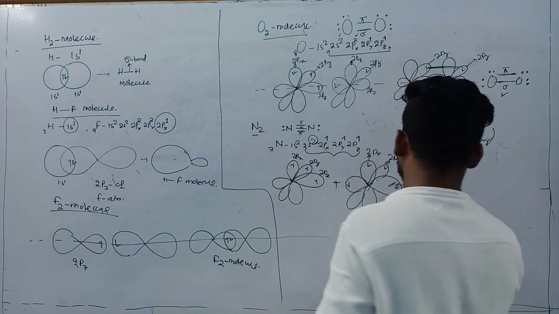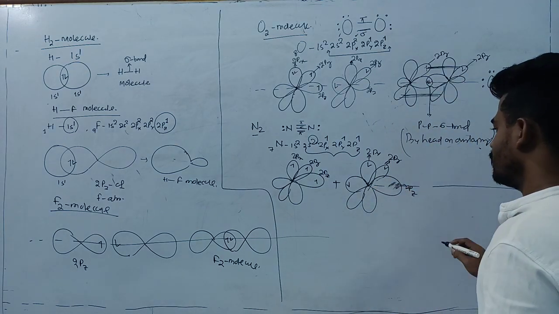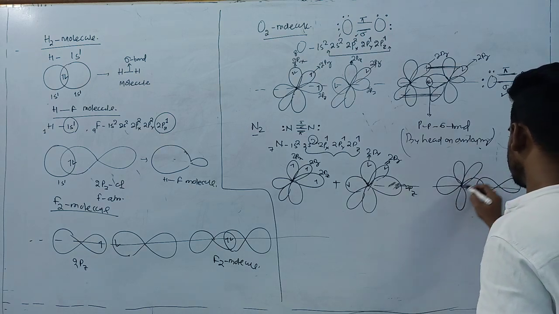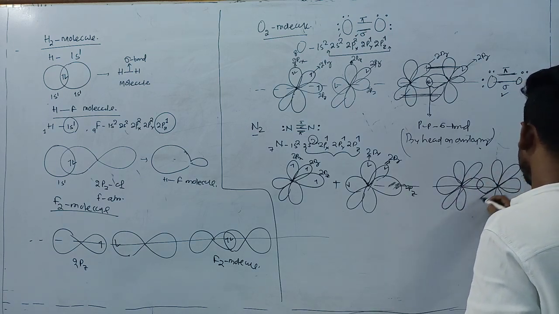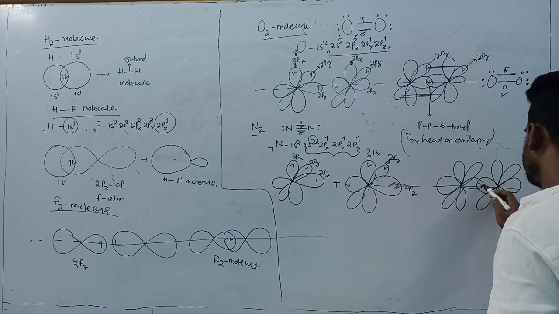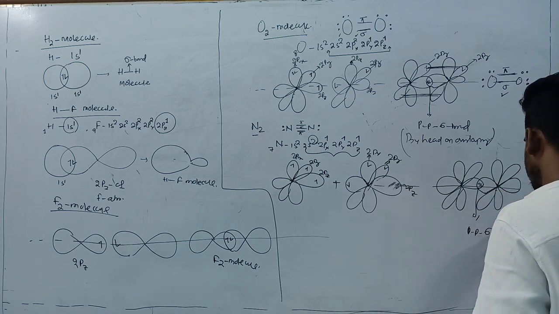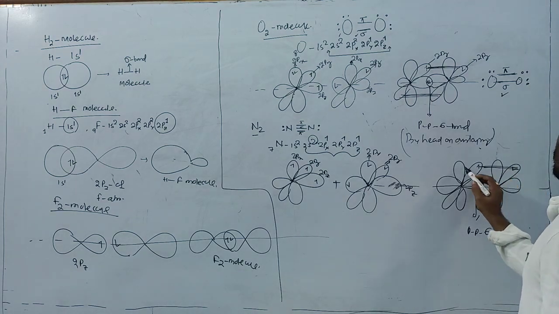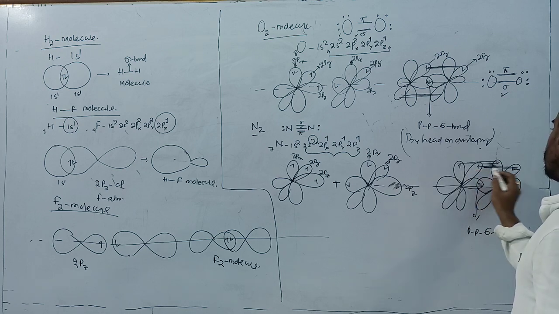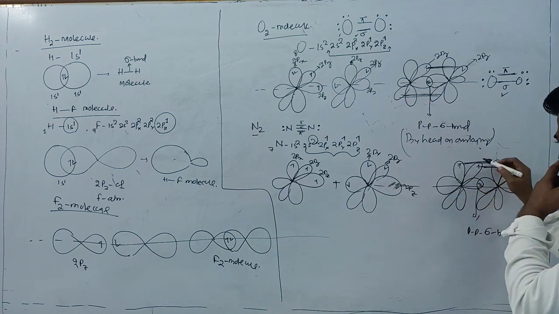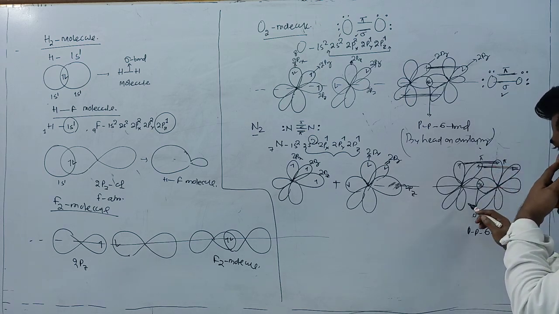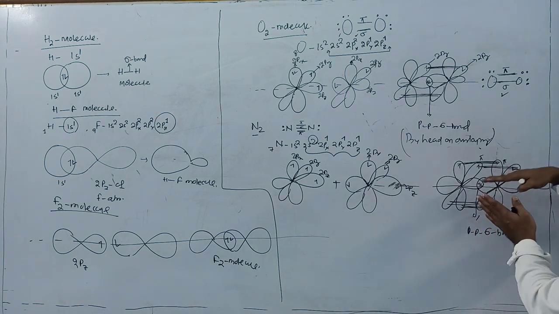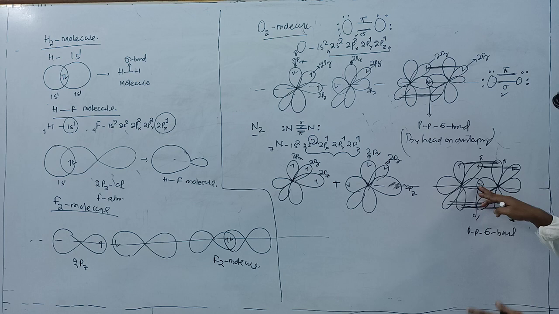Okay, so what happens? Overlapping along the internuclear axis. So the overlapping is like this. Clear? So here this is a pp sigma bond, and here this one is formed by lateral overlapping, and also this one is formed by lateral overlapping. So this one is sigma, this one is pi, this one is pi, and the formation of a pi bond may also occur from this side, here to here. Okay, so one sigma bond and 2 pi bonds lie in the middle.